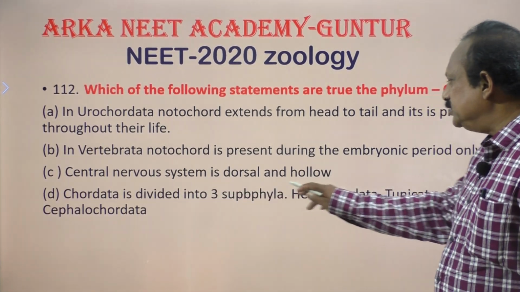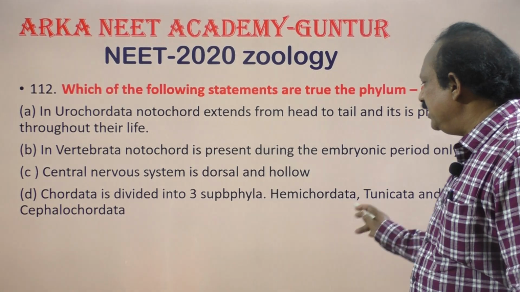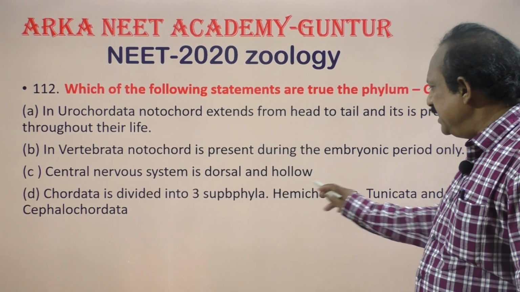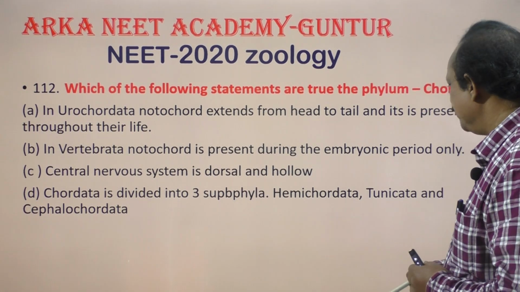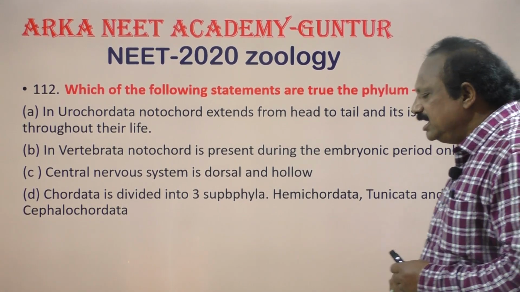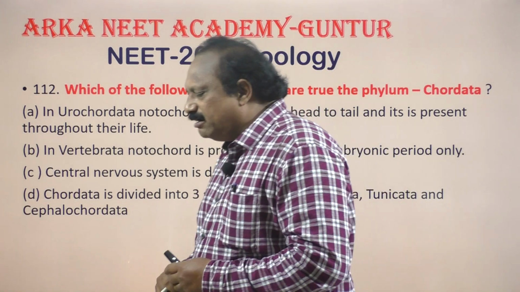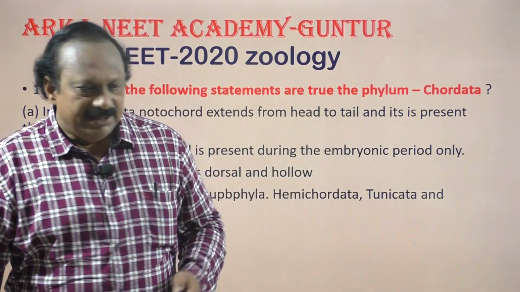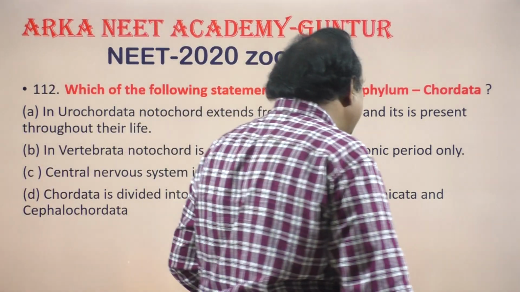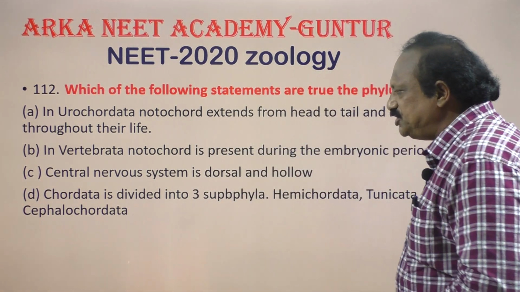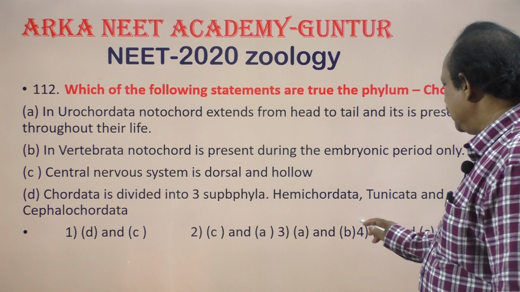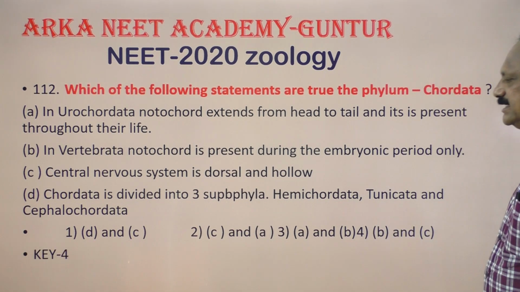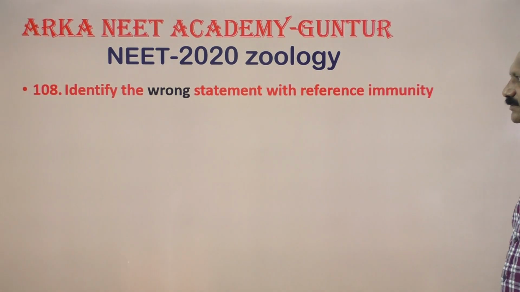Chordata is divided into 3 subphyla. Hemichordata is wrong. Here Hemichordata is not placed under the Chordata. Tunicata or Urochordata, Cephalochordata, Vertebrata, these 3 are the subphyla. Therefore, here the wrong word is Hemichordata. Hence, B and C are the correct statements. The fourth one is the correct one. The key is the fourth one.